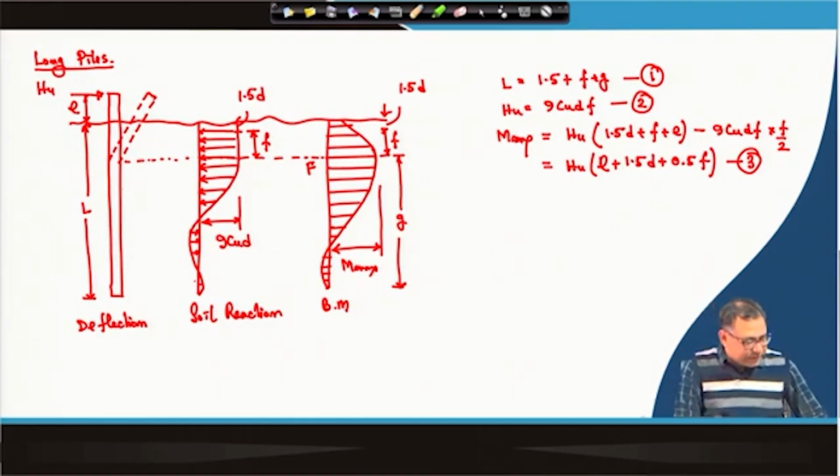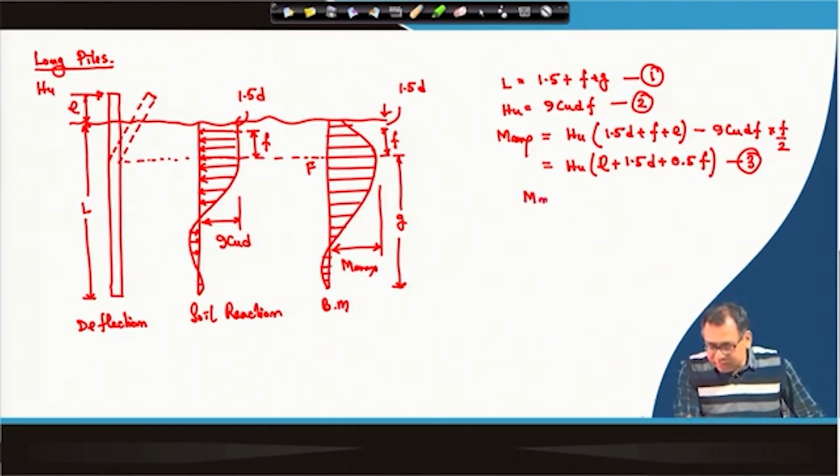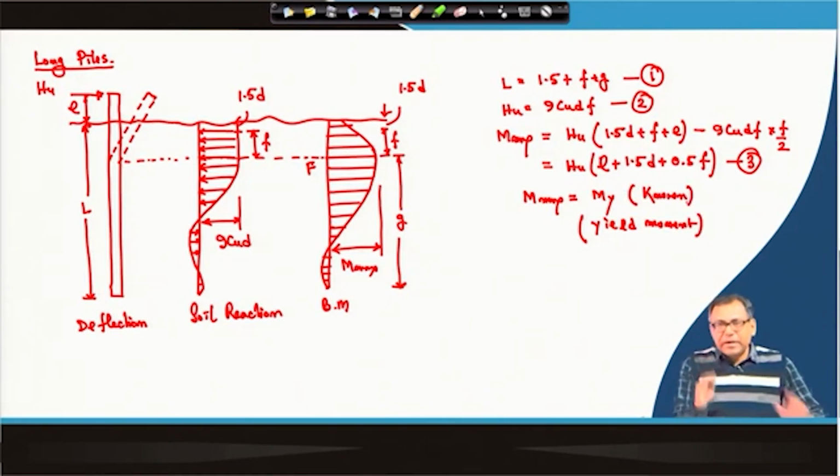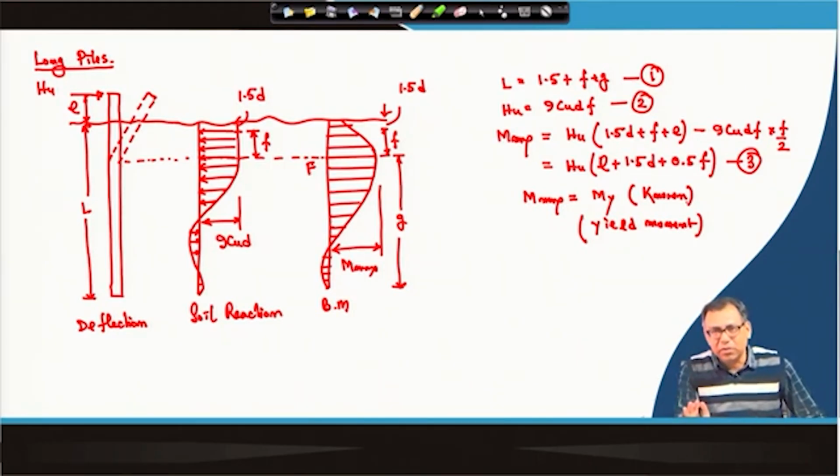So we need one more equation, and for the long pile, in this particular case we have to consider that M max is equal to the yield moment. This is the yield moment of the pile, which is a known value. Based on which type of pile section we are taking and what the material of the pile is, this yield moment is known, and that gives us the fourth equation.